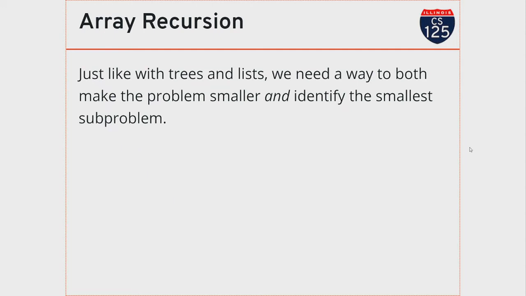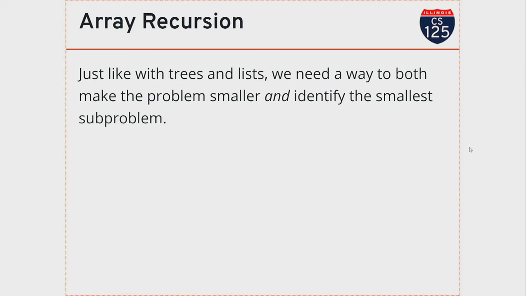I take an array of size n and I create two small arrays of size n over 2. I take those arrays and I break them down until I have two arrays of size n over 4. What's the smallest subproblem? So now I know how to break the problem down into pieces. I know how to put the pieces back together. But what's the smallest subproblem here that I'm gonna have to stop and solve immediately?